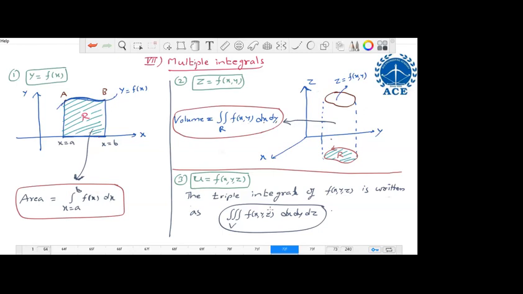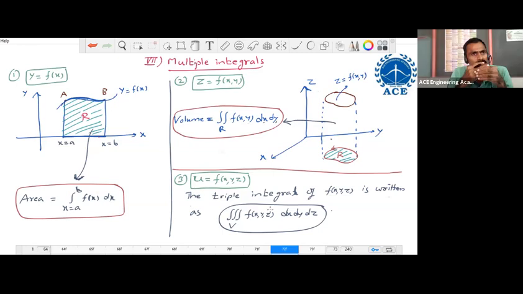Okay. Sir, in the substitution method, in today's class we substituted x equals b tan theta. b tan theta. Okay.